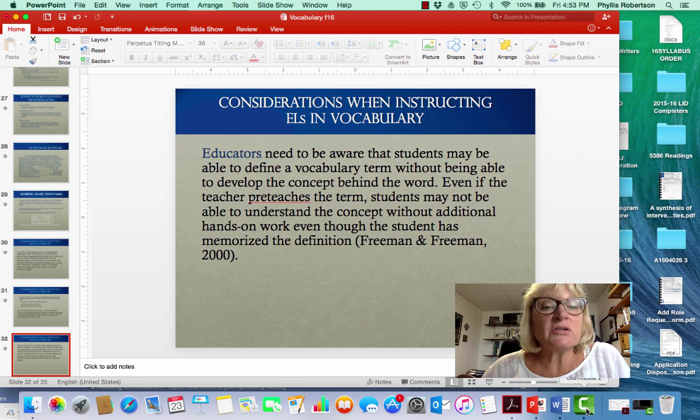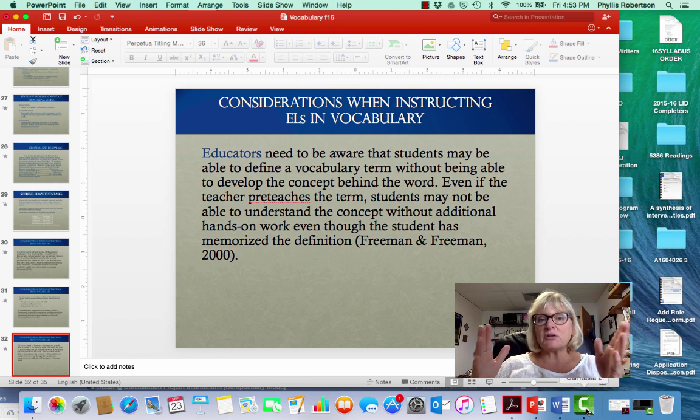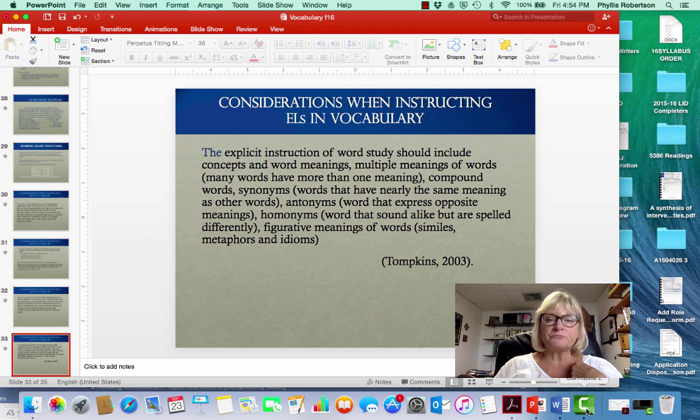We need to be aware that students may be able to define a vocabulary term without really understanding its concept. And so even if I pre-teach that term, the student may not be able to really use it and manage it effectively unless they have some hands-on opportunities to use that word, even though they've memorized the dictionary definition or the definition that we provided. And so I think some of those examples I gave you of some of the things Isabel Beck recommends we do with words can be very helpful. And then remembering that explicit instruction of word study should include concepts and word meanings.